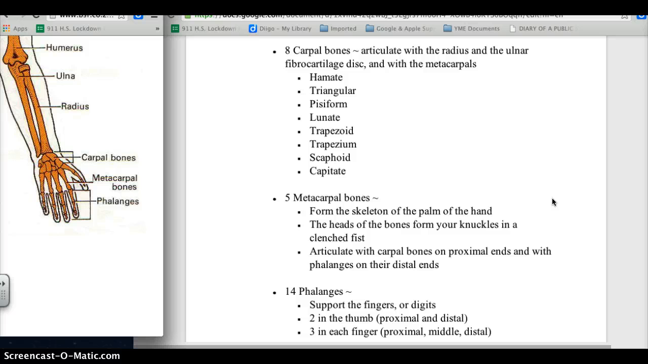You can see how they form your knuckles. If you make a fist, the heads of the metacarpals are your knuckles. We can talk about proximal and distal phalanges. Think about your thumb. Your thumb only has 2 phalanges compared to the 3 you find in your fingers.